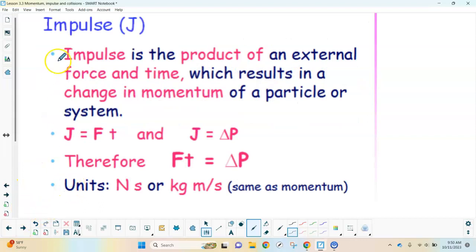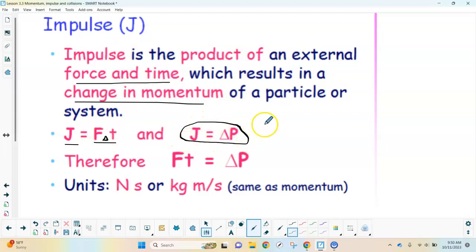But another word for change in momentum is impulse. Impulse is the product of an external force for a time, which results in a change in momentum. Impulse, J is the symbol for impulse, is force times time, or duration of time, so it could be triangle T. They're the same thing. So it's really just another way to describe the change in momentum as the impulse. You can do the final minus initial, which is what we just learned on the last slide: the final momentum minus the initial momentum, or it's the force times the change in time.